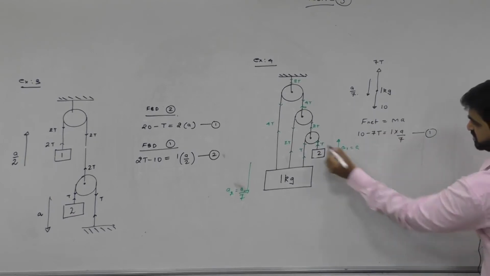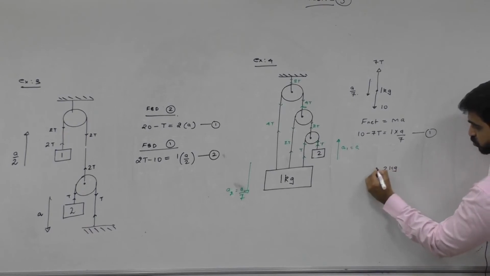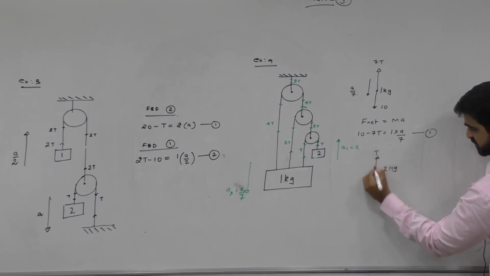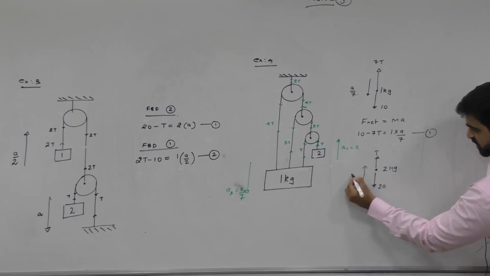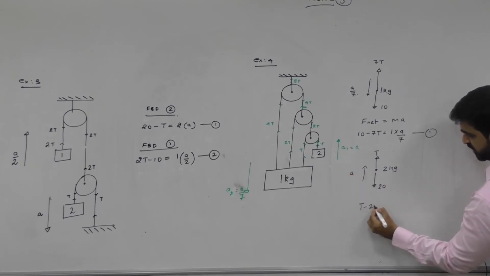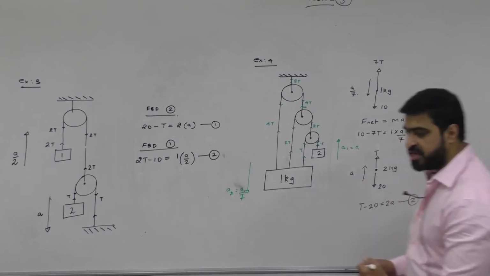Now write the equation of 2 kg. Who is above? T. Who is below? 20 newtons. And the system is going up with A. It will become T minus 20 is equal to 2A. Solve 1 and 2, you will get the value of A and T. Okay?